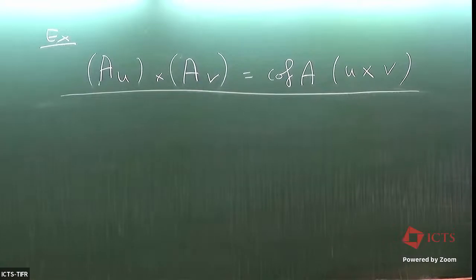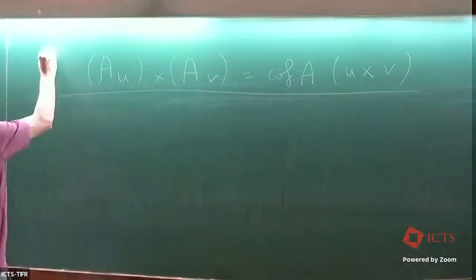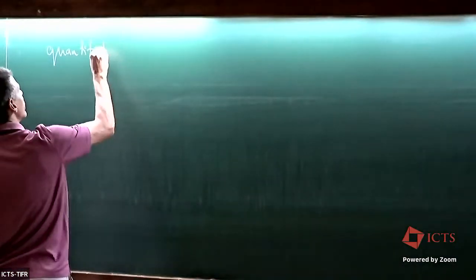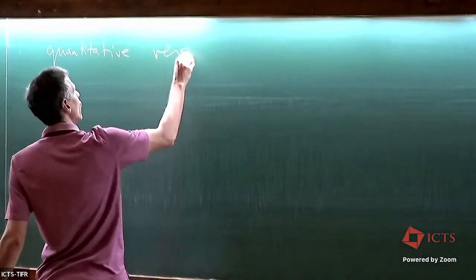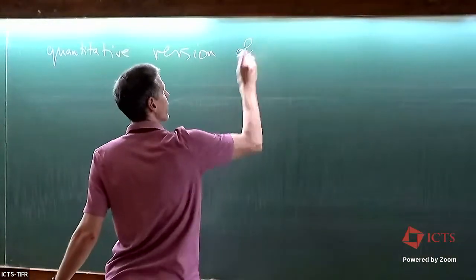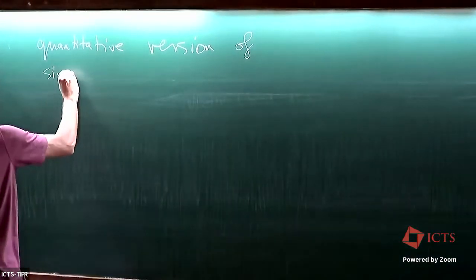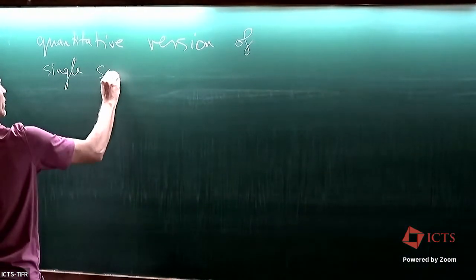Okay, so in today's lecture, I want to essentially redo the computation from yesterday in a slightly different way, and also show how to get a quantitative estimate on the error. Just to recall the setting, this is a quantitative version of, let's say, single scale homogenization.